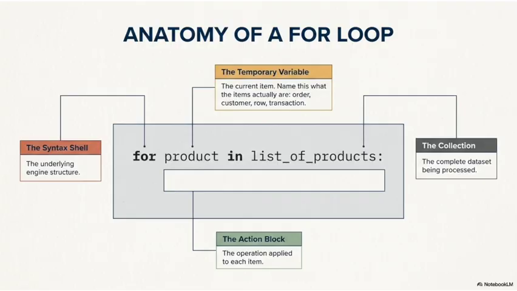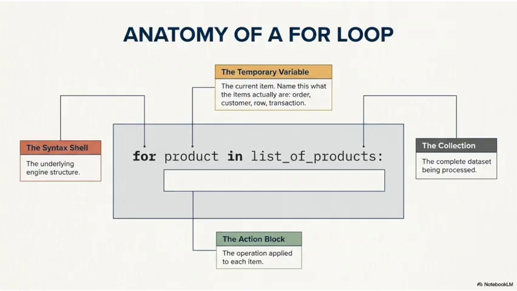Now this slide breaks down the anatomy of a for loop into these 4 structural components. Each one plays a specific role. So the syntax shell, for something in something, is the fixed structure that never changes. The temporary variable, here we're using product, is a name you choose. It holds the current item from the collection on each pass through the loop. The collection is the complete data set being processed, a list, a range, any iterable.